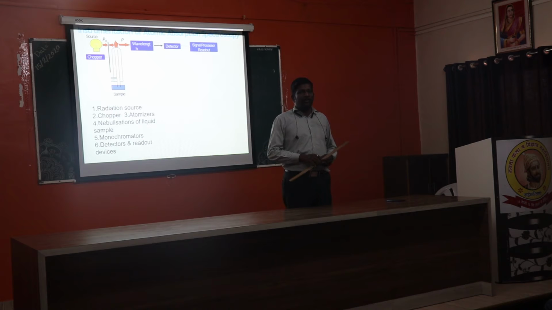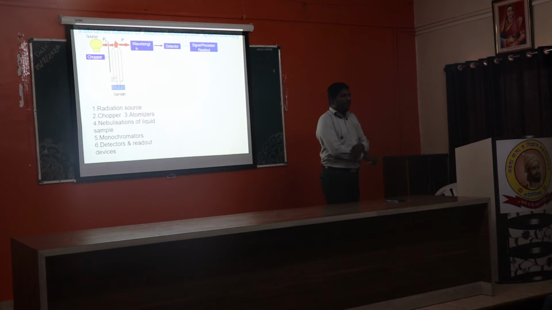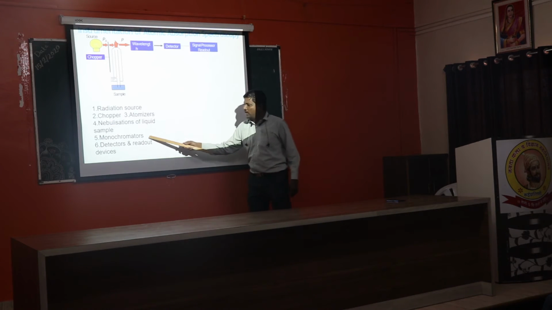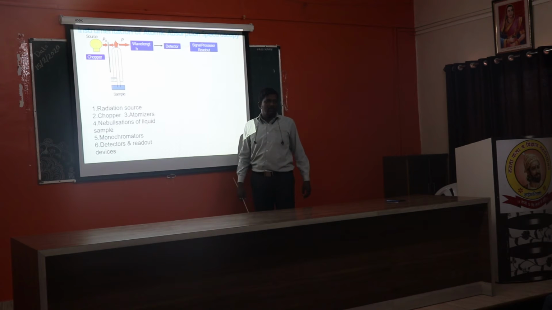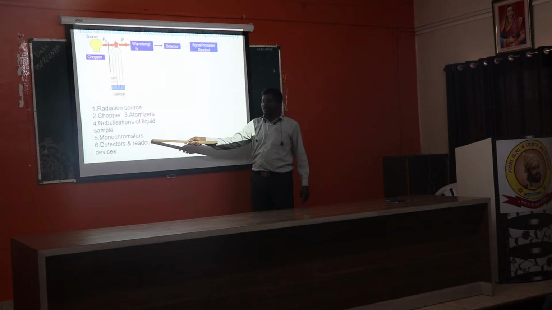What is a monochromator? Conversion of polychromatic light into monochromatic light, that is, single wavelength light. So the monochromator plays an important role, as well as the detector. What are the different detectors? Photocell, photomultiplier tube, phototube, and one more, thermal conductivity detector. These are a few detectors, but here phototube and photomultiplier tube can be used.